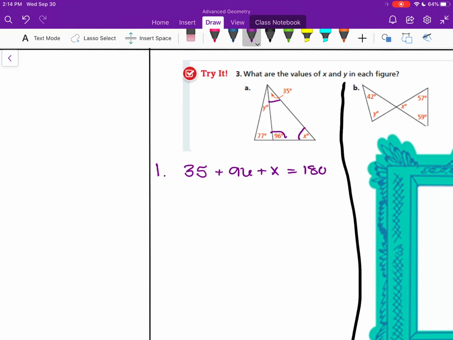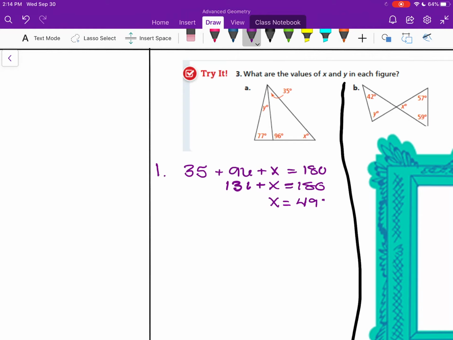Now I'm going to undo those lines because those angles are not congruent and I don't want to be misleading. So if we add 35 plus 96 plus x, we want to solve to get 180. 35 plus 96 is 131. And if we subtract that, x is going to equal 49 degrees.